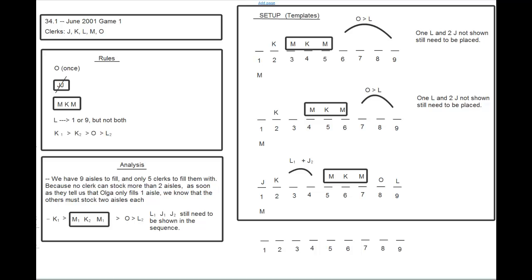When we think about it, it doesn't look like there's any reason why the L couldn't go there or the J couldn't go there in the second template. So right there we could stop because we've basically confirmed that M, J, or L could each go in spot 3, and that should be our answer.